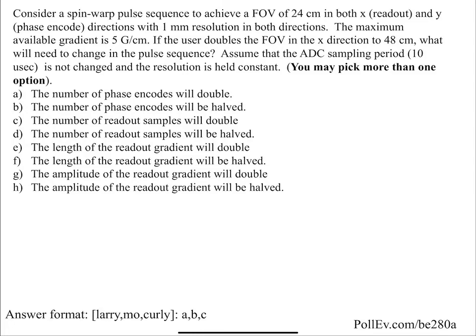Okay, let's take a look at this. There actually are 3 correct answers, and some of the groups actually did get that, so that's really good. But let's go through that. So first of all, the user doubles the FOV in the x direction, right? So should we think about readout or phase encode? Readout. So we can ignore these guys, right? They have nothing to do with phase encodes, because we're talking about the readout direction. All right. So now we're down to how many of these 6 are correct.